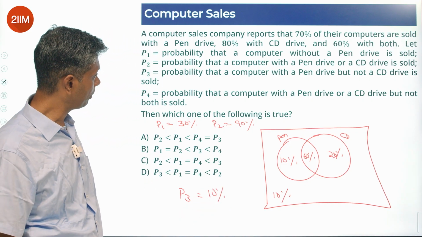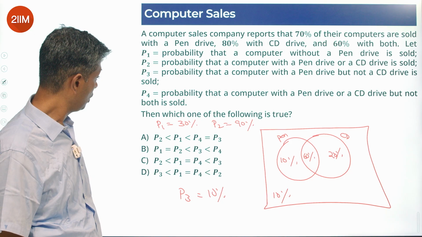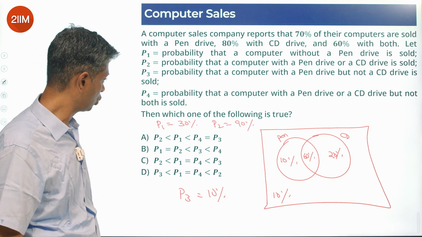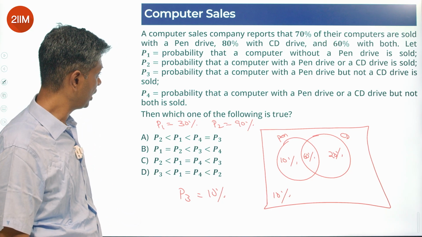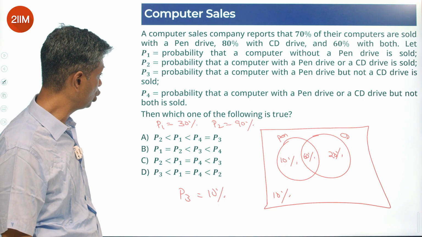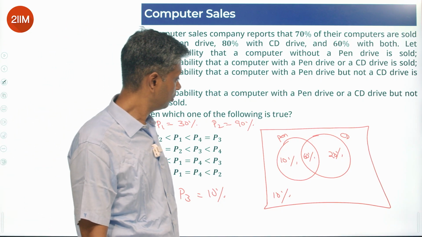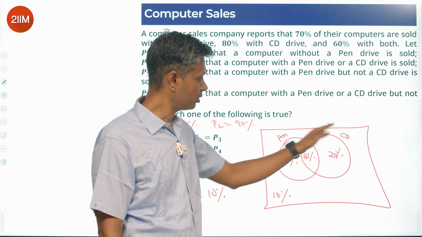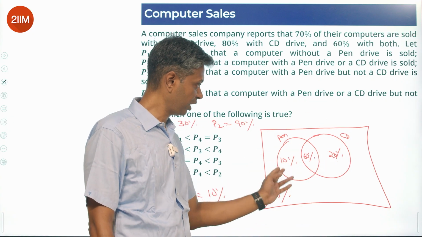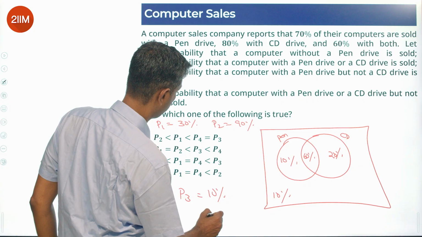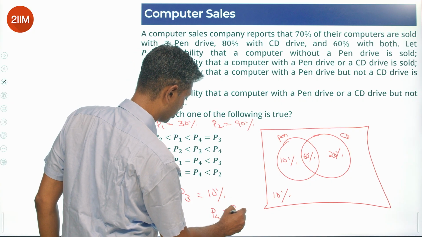P4, probability that a computer with a pen drive or a CD drive but not both is sold. Pen drive or a CD drive but not both. 10% plus 20%. So P4 is 30%.